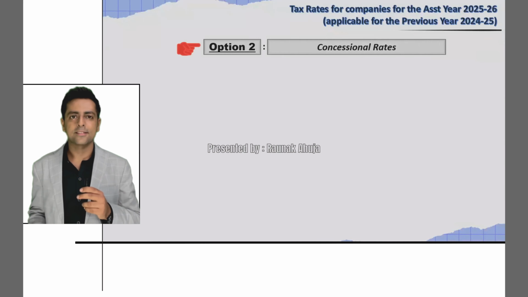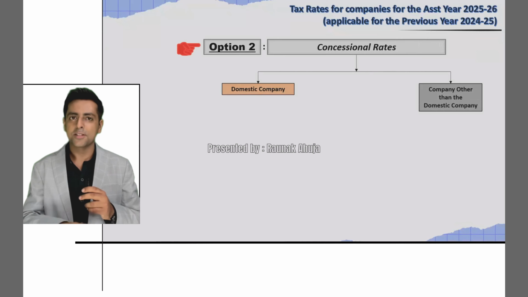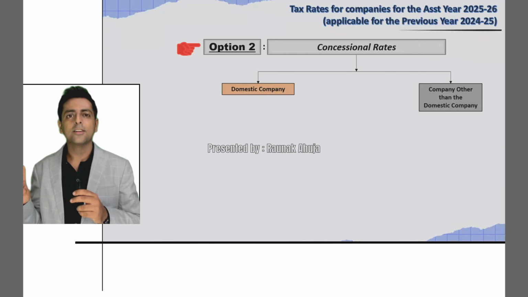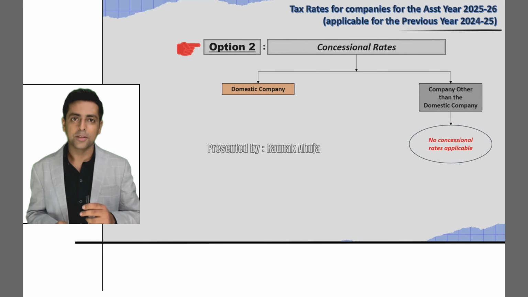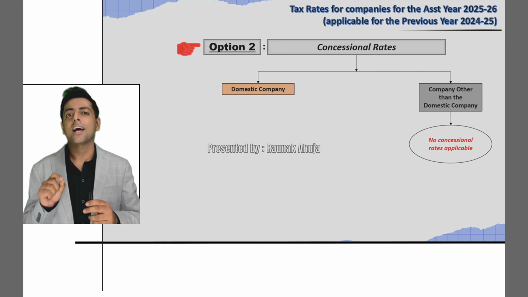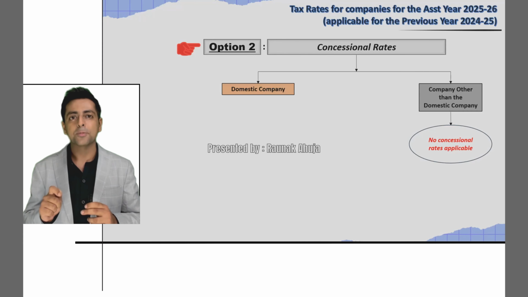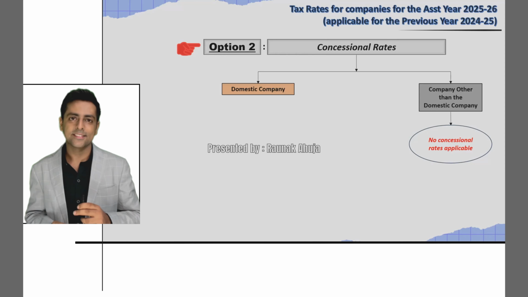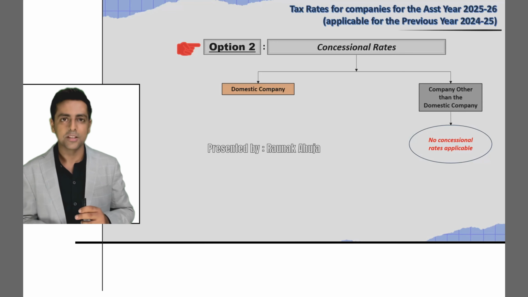Concessional rate of tax. Again, we further subdivide this into two parts: domestic companies and companies other than domestic companies. In case of companies other than domestic companies, no concessional tax rates would be applicable, and such companies would be required to pay taxes only as per option 1, which is either the regular rates of tax or as per MAT. Moving on to tax rates for domestic companies.